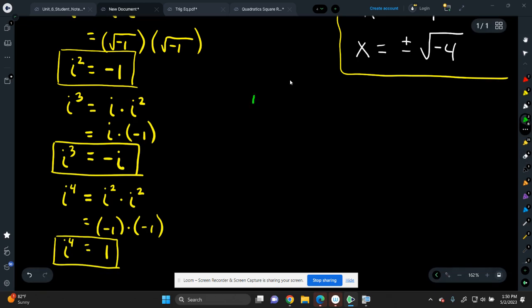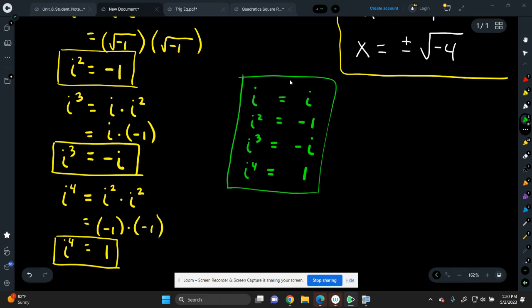So what we have is this pattern. We have i squared, i to the third, i to the fourth, right? So we're going to leave this as i squared is negative 1, i to the third is negative i, i to the fourth is positive 1. This pattern is going to repeat itself. This pattern of i, negative 1, negative i, 1. It's going to repeat itself.